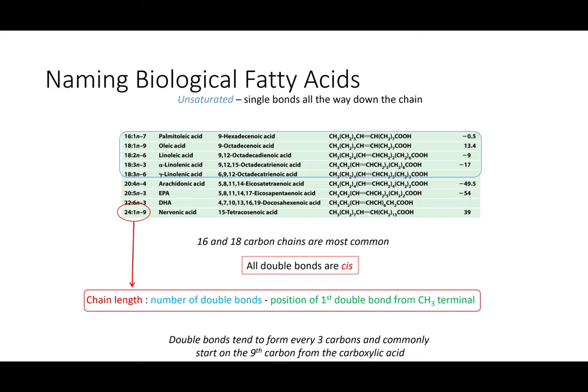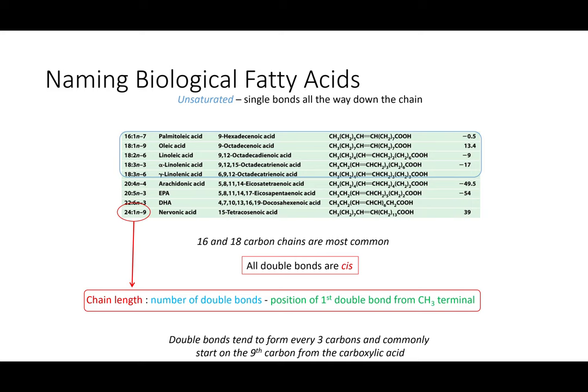Here we look at some common names, and there may be some classes you take that require you to memorize the common names. I really don't care. There are some that you might recognize, like linoleic acid, alpha and gamma linoleic acid, arachidonic acid. You may have heard these terms before if you've taken a nutrition class. But what it boils down to is this system right here. There's a number, a colon, another number, and then n minus something.